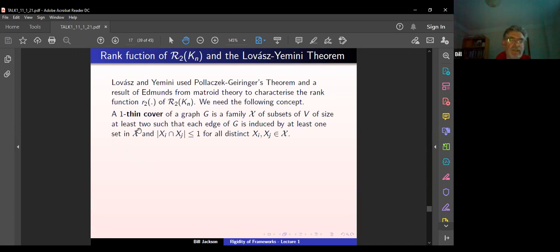So to state the result, which is maybe making it slightly more complicated than it has to be, we introduce the idea of a one thin cover. So we have a graph G, and we have a family of subsets of the vertices of G, and each subset has size at least 2, and each edge of G is induced by at least one of the subsets. This makes it a cover, and one thin means that any 2 subsets intersect in at most one vertex.